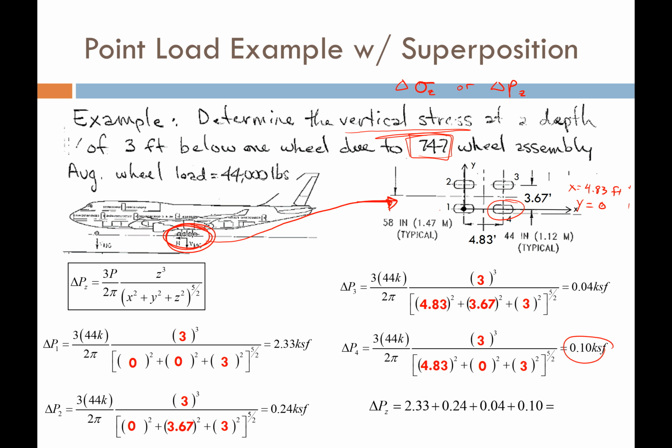And that's how I get 0.1 kips per square feet. Okay, so now I have 4 induced stresses from 4 tires on the wheel assembly of the jet. All I need to do now is sum them all together. And when I do that, I get a total predicted induced stress from this wheel assembly beneath tire number 1 at a depth of 3 feet equal to 2.71 kips per square feet. That's why superposition is really, really useful.